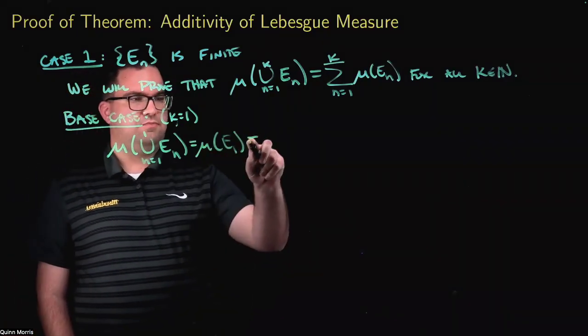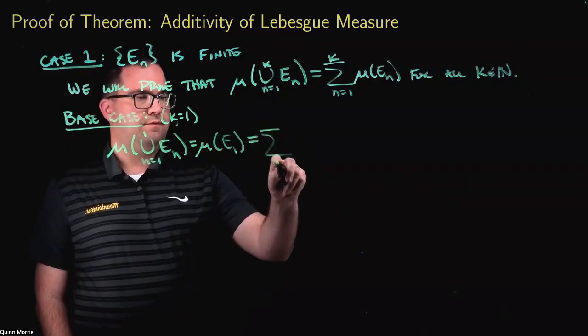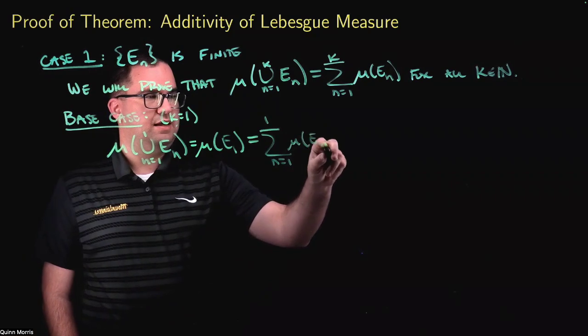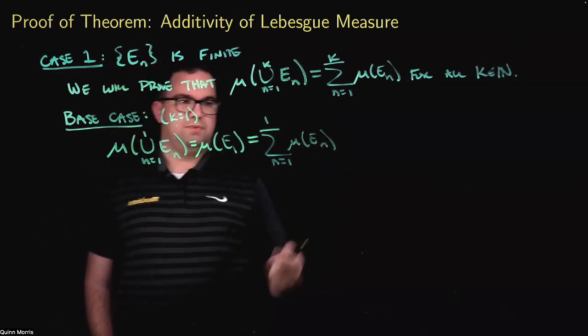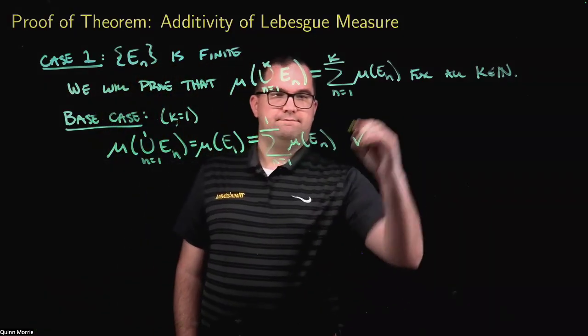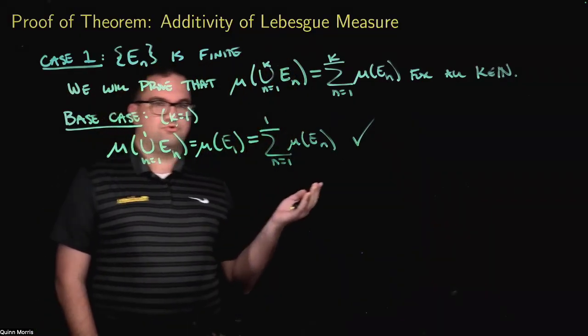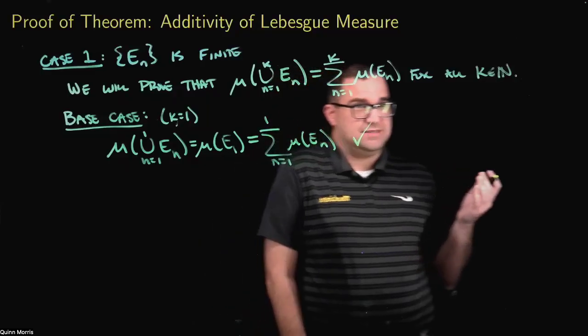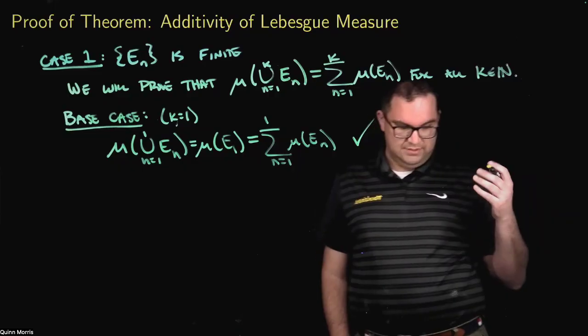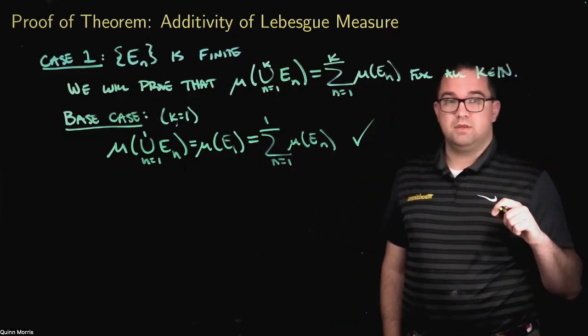Okay. Well, that's the same thing as adding up from n equals 1 to 1 all the mu of En's, because again, that would just be mu of E1. So this is true in the base case. And as is sometimes or often the case with the base case, it's almost trivial, right?